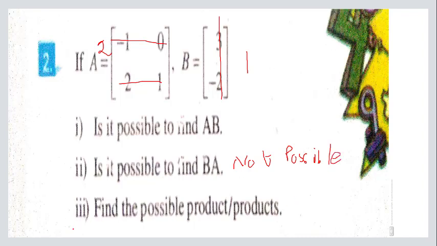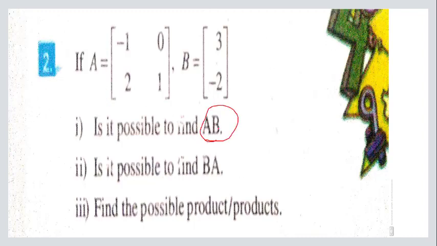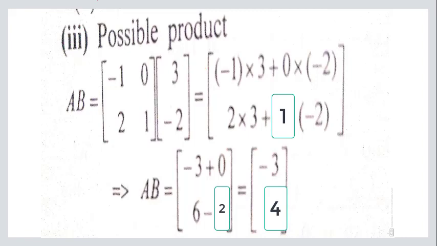That's it. Now for the third part is find the possible product or products. Now find out the possible product. This means that we can only find AB. So we will multiply A with B. We will first of all write matrix A and then we will write matrix B and then we will multiply these 2 matrices. So solution is right here. Here is matrix A and B is equal to, this is matrix A -1, 0, 2, 1 and this is matrix B 3, -2. Now multiplication is quite simple.